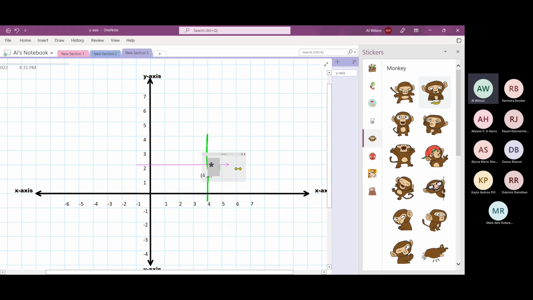Oh, come on, don't give me a headache now. Hopefully I can get this thing to go to the right position.